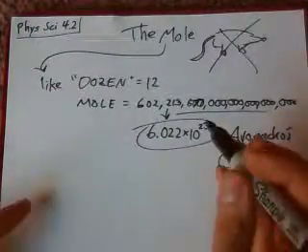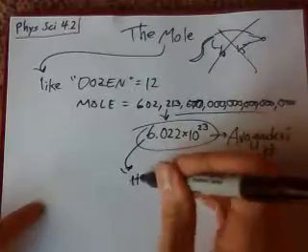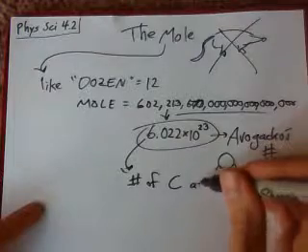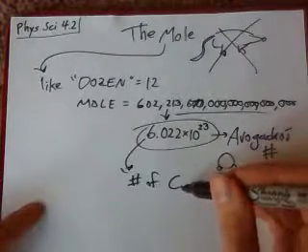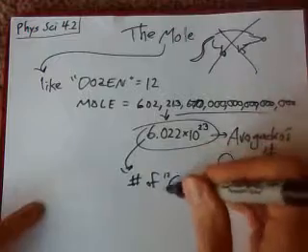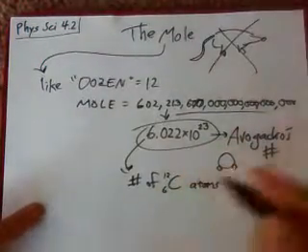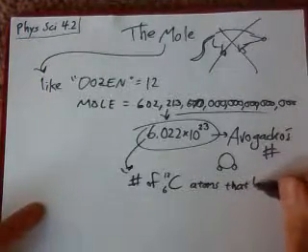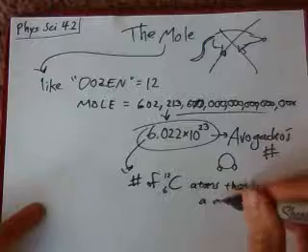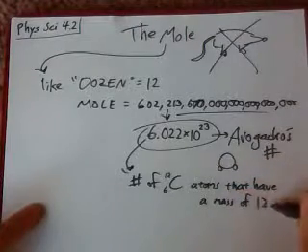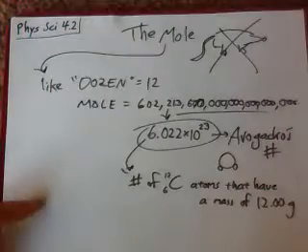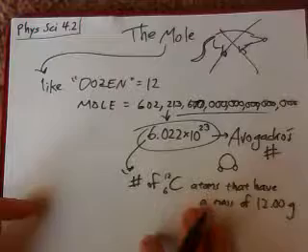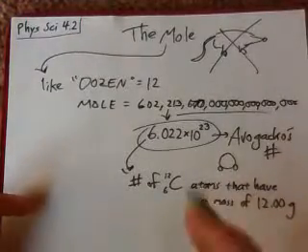6.022 times 10 to the 23rd is actually the number of carbon atoms, and that would be carbon 12 atoms, that would make up a mass of exactly 12 grams. But that you can just store away in the back of your head right now. Let's do something with this.